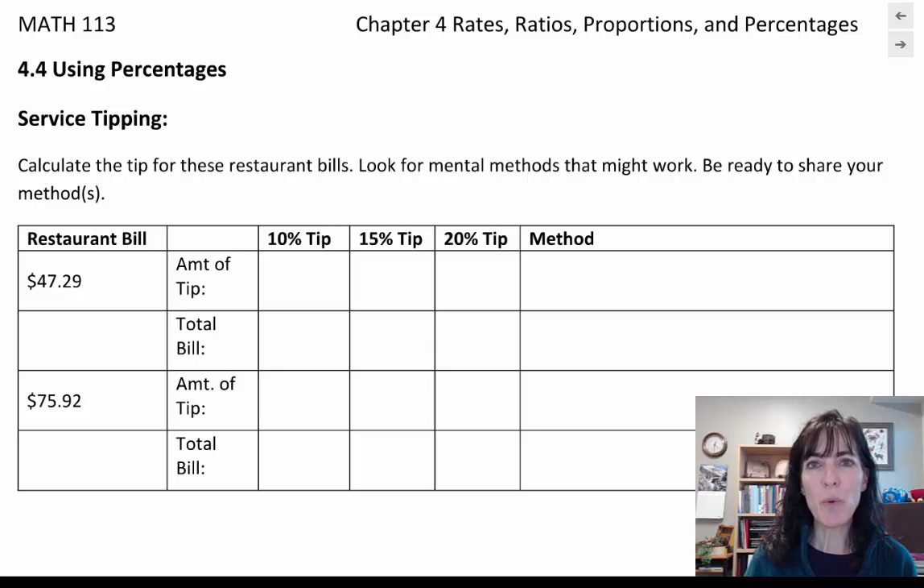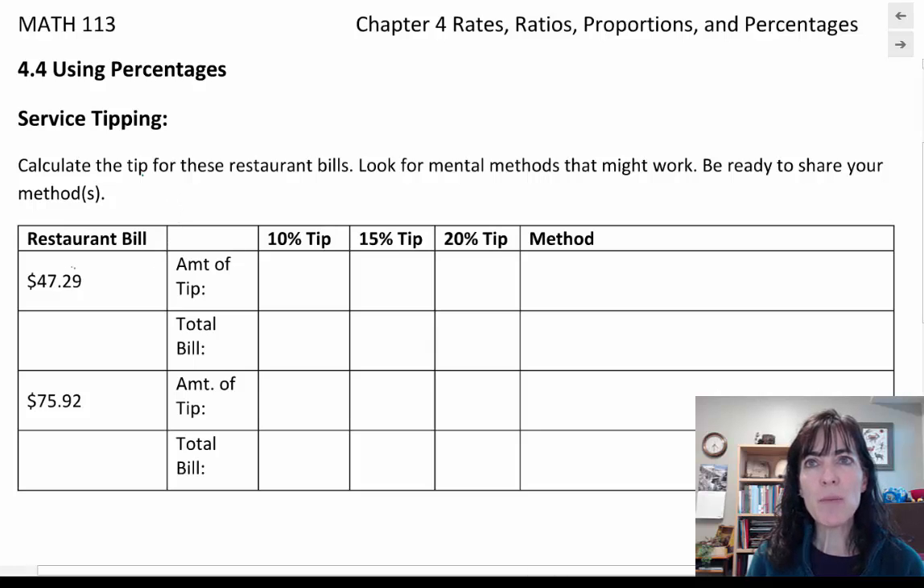Lesson 4.4, ways that we use percentages. One of the first ways that comes to mind when I think about percentages is calculating a tip in a restaurant. There are several strategies that you can use to make an estimate very quickly without having to use a calculator or even a tip calculator. So let's take a look at one of those methods.